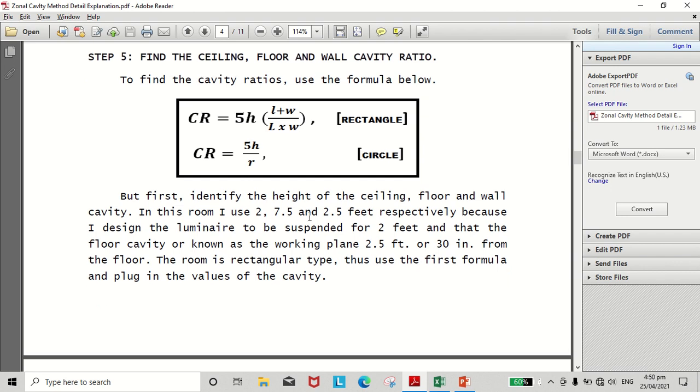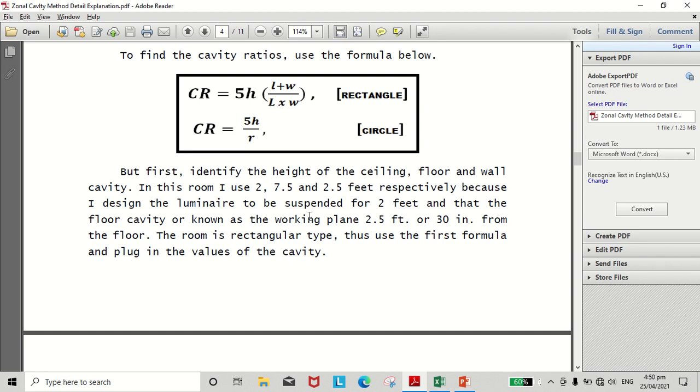But first, identify the height of the ceiling, floor and wall cavity in order to use this formula. In this room, in this laundry example, I used 2, 2.7 and 2.5 feet respectively because I designed the luminaire to be suspended for 2 feet.